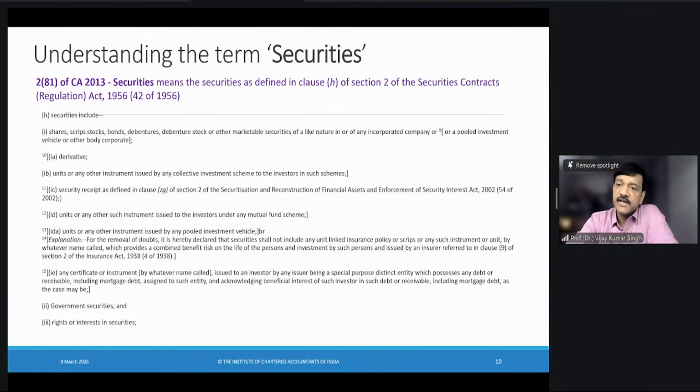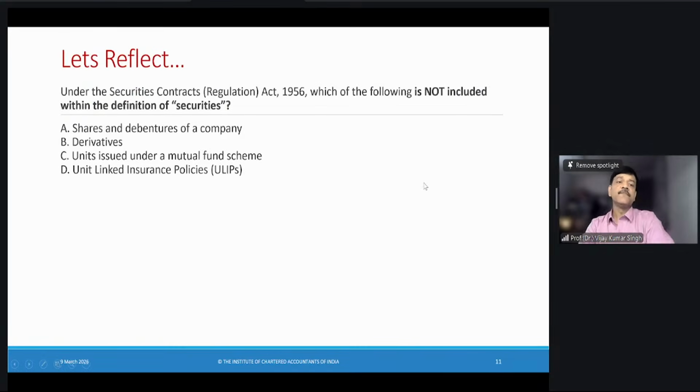Same is with debenture and debenture stock. So debentures individually, and when you are having cumulatively 100 debentures, that is referred to as debenture stock, or maybe debentures of 3-4 companies together, that is referred to as debenture stock. So that is the difference between them. Let me now take you to the other part, that is section 23. We will continue. But before we move on, let us reflect on this question.